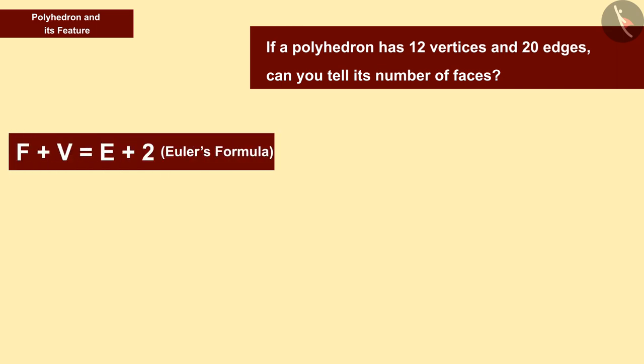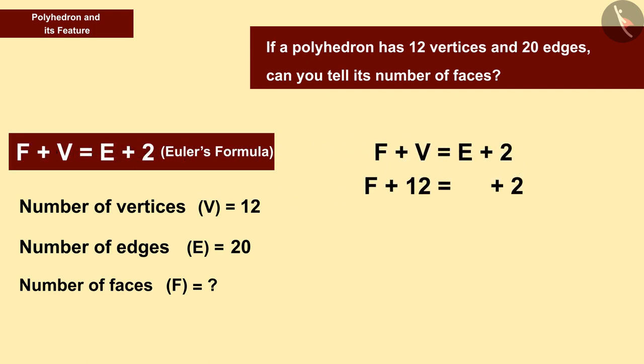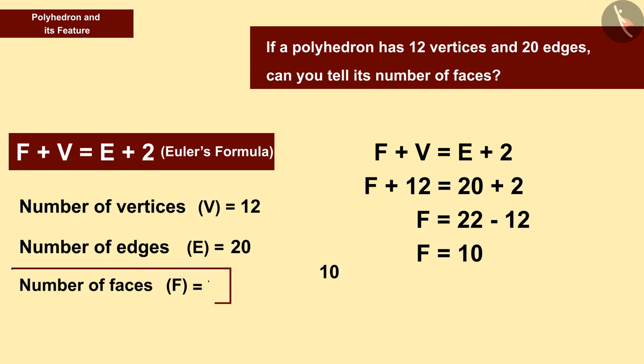Perfect! In the previous video, we learned about Euler's formula for polyhedrons. Here, the number of vertices, V, is 12, and the number of edges, E, is 20. And we have to find the value of F, the number of faces. By substituting the values of V and E in Euler's formula, we get 10 as the value of F. So there are 10 faces in the polyhedron.